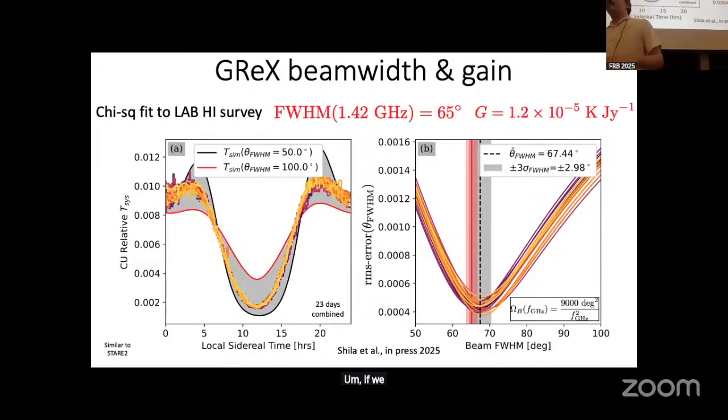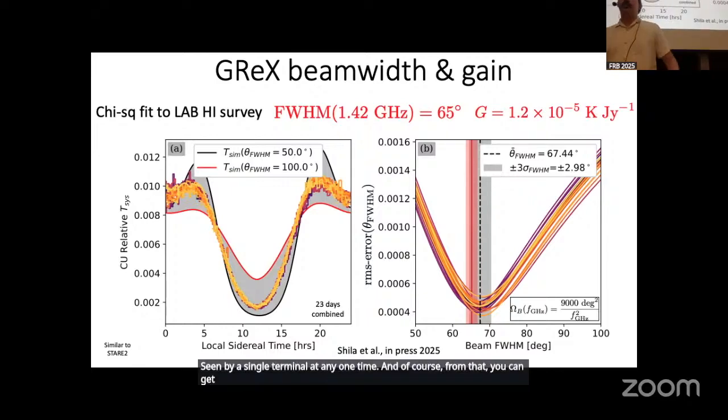If we go then to our center frequency at 1.4 gigahertz, we find that the expected field of view is approximately 4,600 square degrees. This is about 11% of the sky seen by a single terminal at any one time. And of course, from that, you can get an expectation of what your gain is.